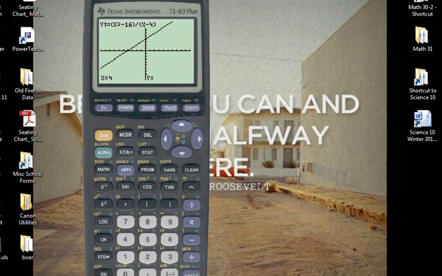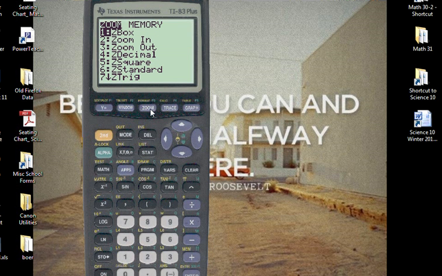So why? Okay, so zoom, zoom 3, zoom. I could even do decimal. Why don't I change my window? Because I want to go at 4. So I'll go 3 to 5, and then y 3 to 5.